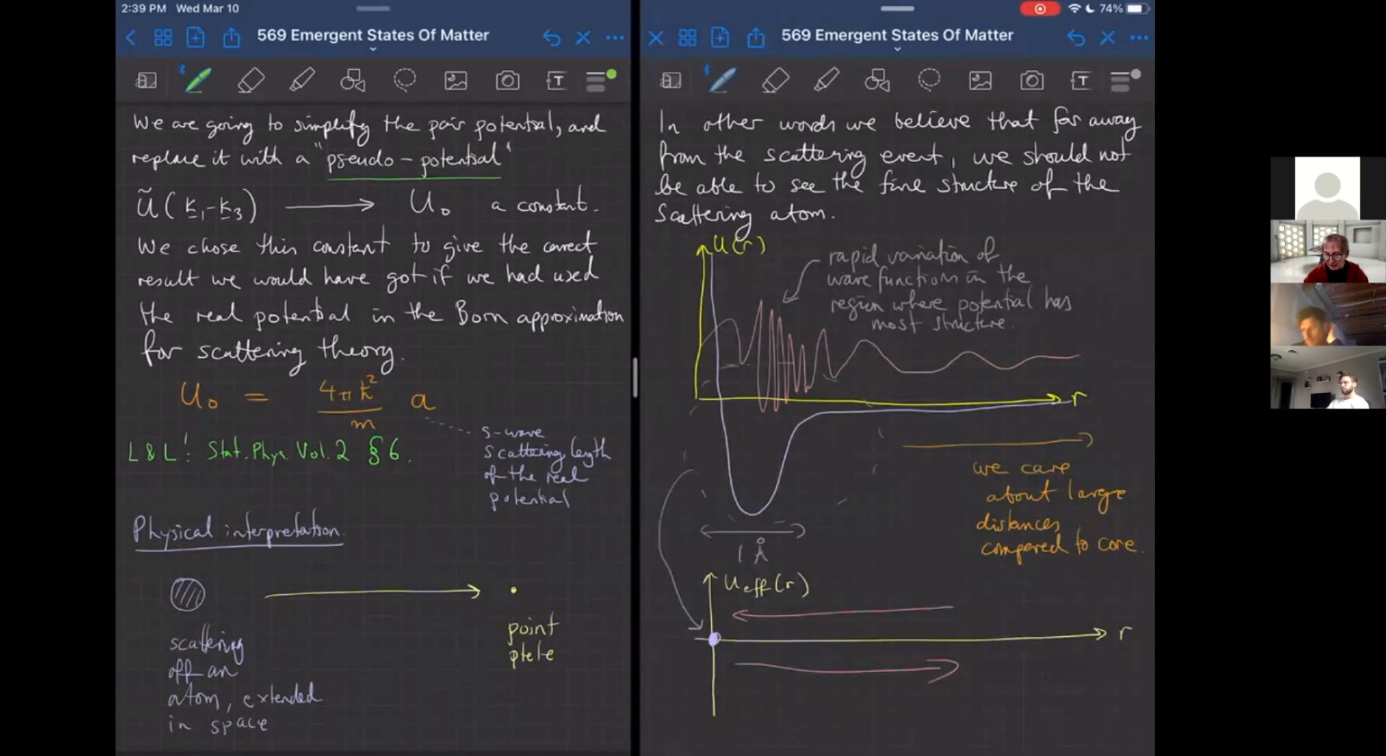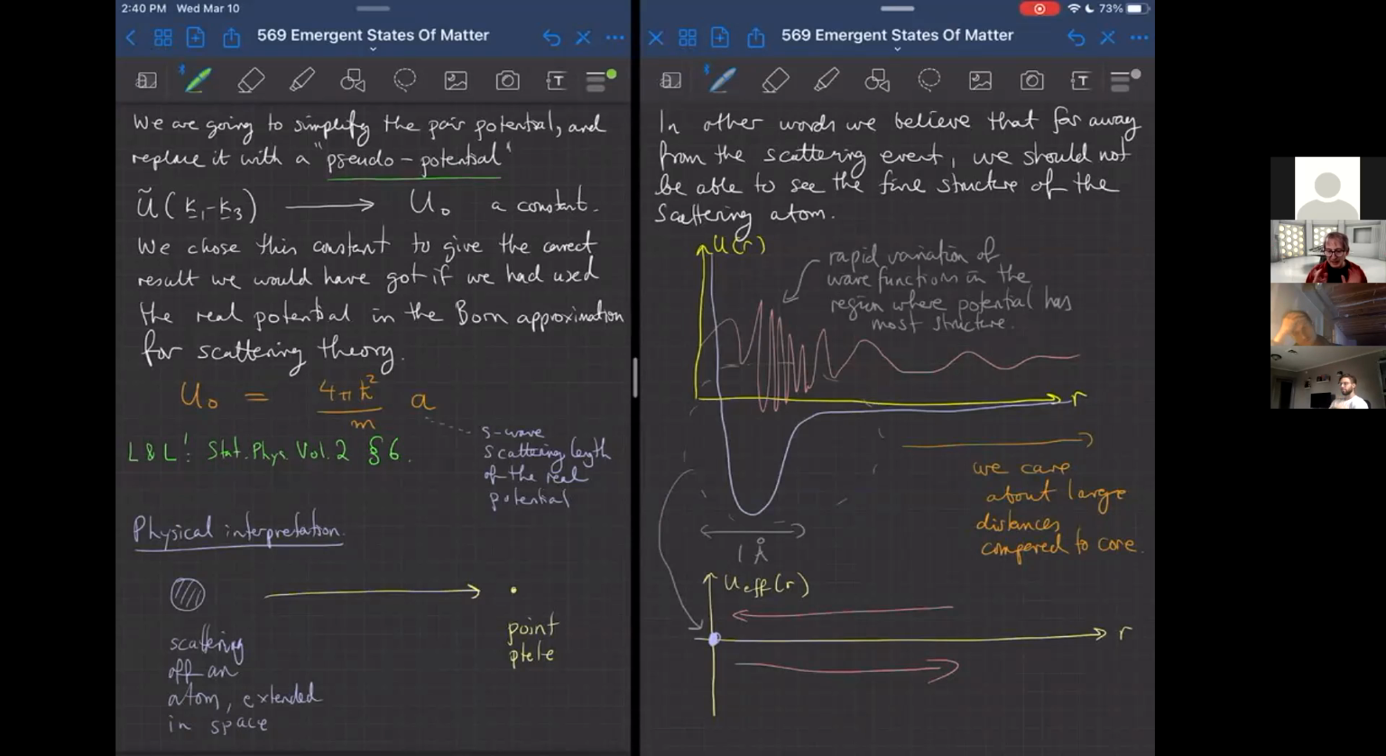That's the physical idea behind a pseudo-potential. We're interested in the long distances, so we just see spherical wave scattering away from the scattering atom. By looking at the S wave, we're looking at large scales, and so we shouldn't be able to see what's happening at the small scales. This is an example of taking a quantum physics problem and extracting its long wavelength effective behavior, throwing away what's happening at small scales where we're not interested.